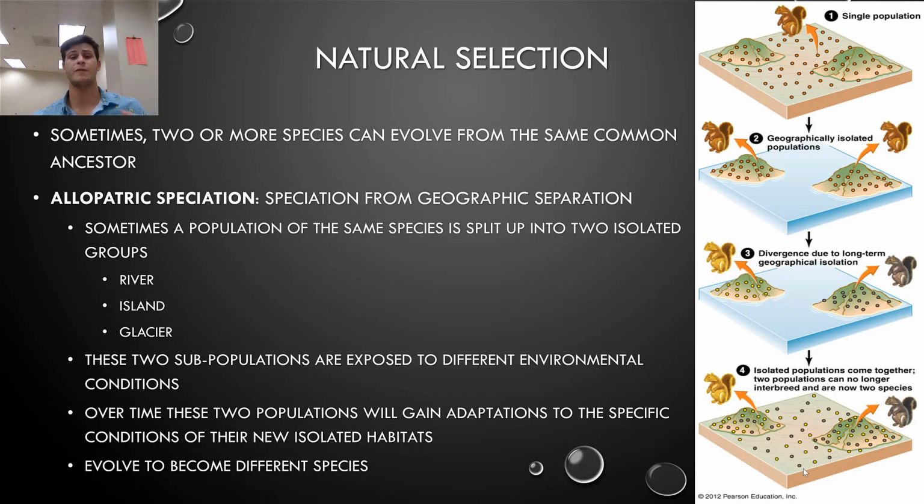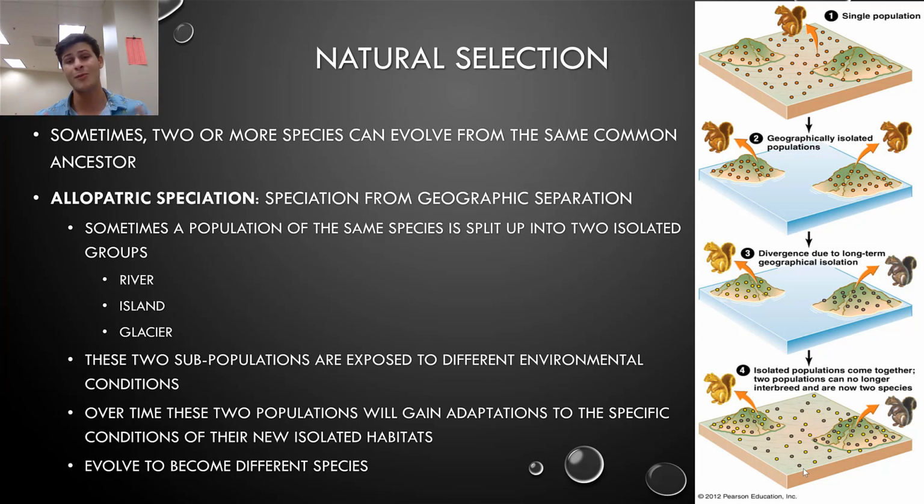And so allopatric speciation is basically speciation from geographic separation. Basically, sometimes a species, just like we just mentioned, gets separated in some way. Maybe a population gets separated by a giant mountain, or maybe a segment of a population gets stranded on an island. In some way, a segment or a population of a given species is separated in some way to which these two different subpopulations are exposed to different environmental conditions.